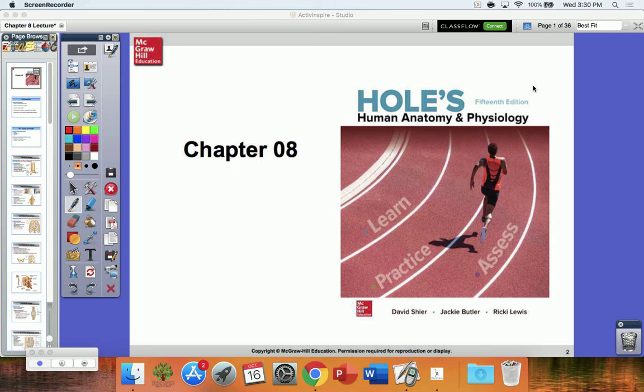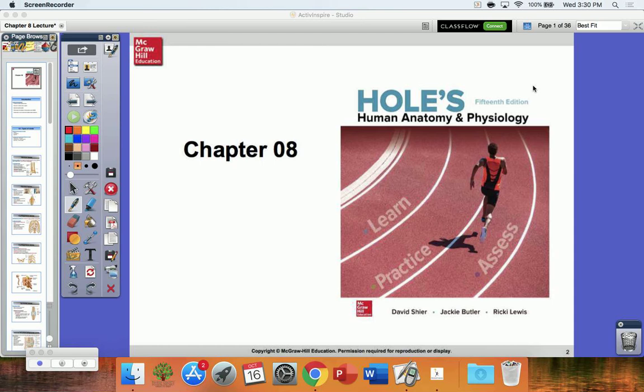Okay, so chapter 8 is going to be somewhat of a bridge between chapters 7 and 9. Chapter 7, of course, was on the skeletal system and the bones, and chapter 9 is going to be on the muscular system.